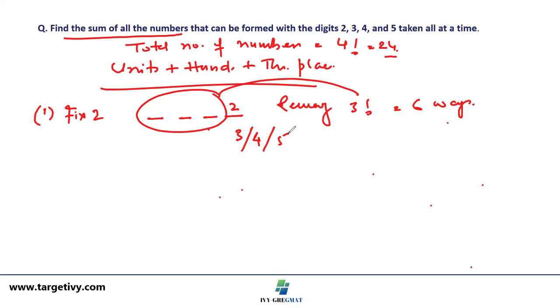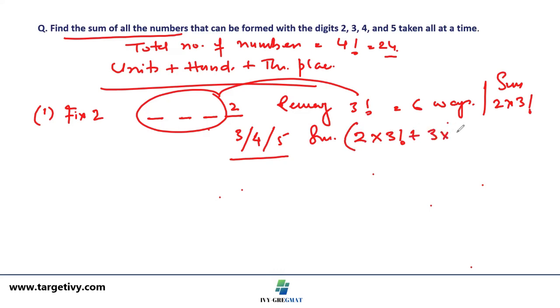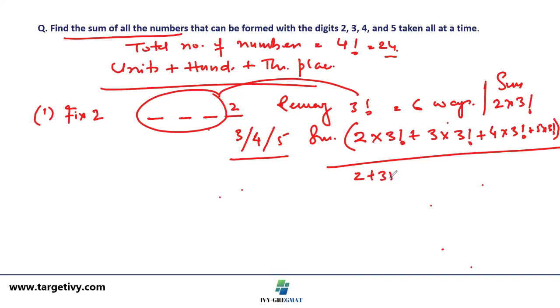So the sum total can be 2 multiplied by 3 factorial. Here the sum is 2 multiplied by 3 factorial. While we keep swapping these, it can be this plus 3 multiplied by 3 factorial plus 4 multiplied by 3 factorial plus 5 multiplied by 3 factorial. Do a simple calculation, this will become 2 plus 3 plus 4 plus 5 multiplied by 3 factorial, which is 84.